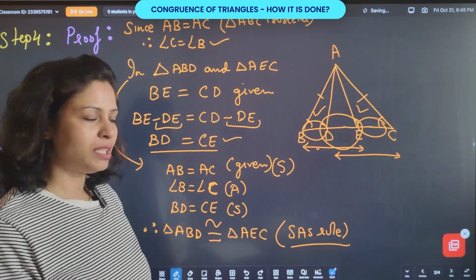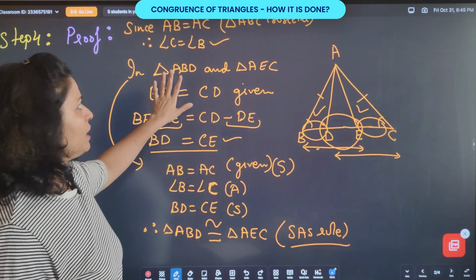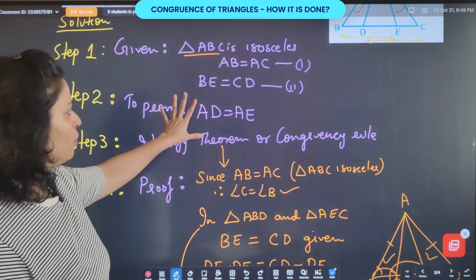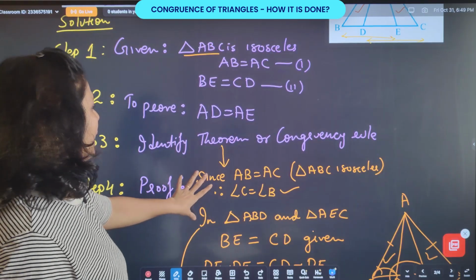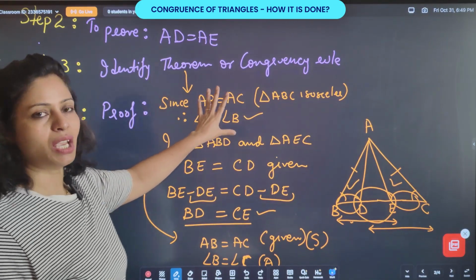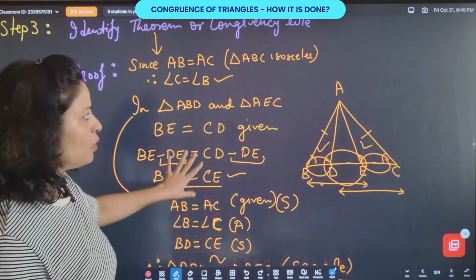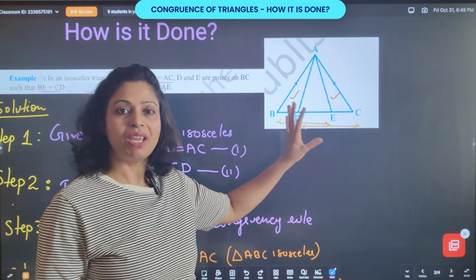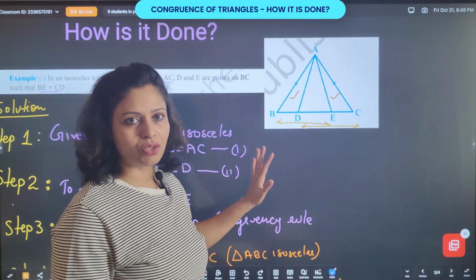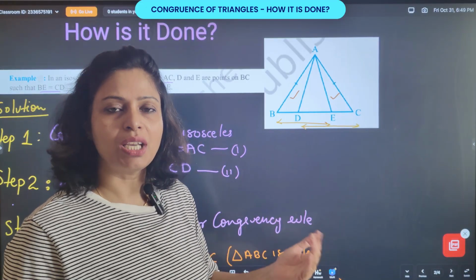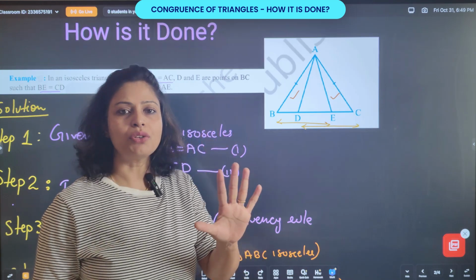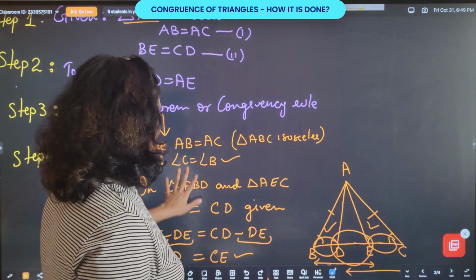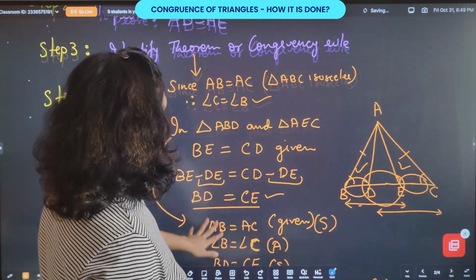Right? It's simple, right? The first thing is you have to write what is given to you, what you need to prove, and then you have to identify the theorems and the congruency rule, which congruency rule you will apply. Okay, which congruency rule will apply to that particular question is based on what is given in the question. Then only you will be able to judge, yeah, this is the congruency rule. Out of the 5 congruency rules, any one of the rules you can apply. So this is how we prove the congruency.